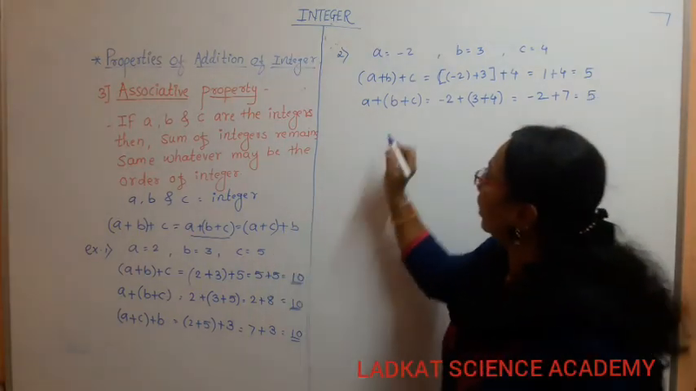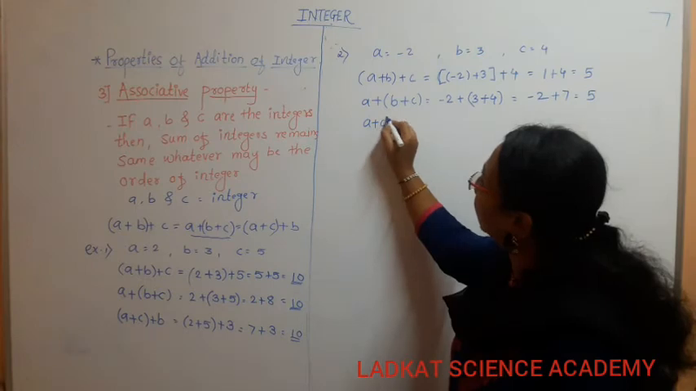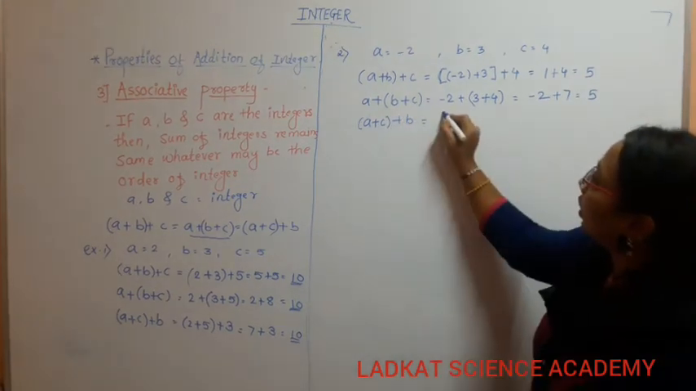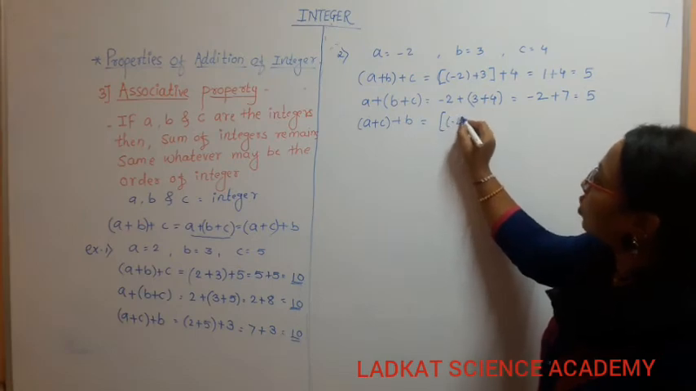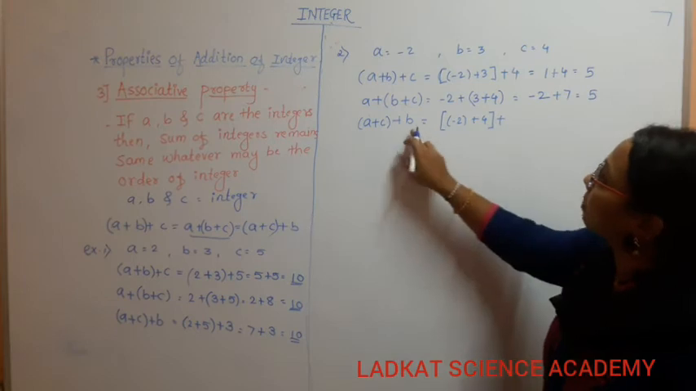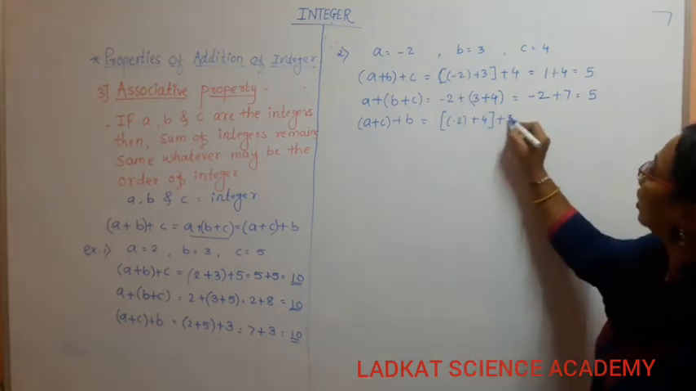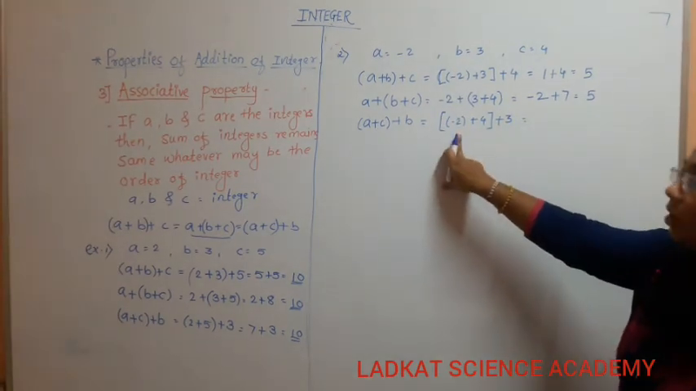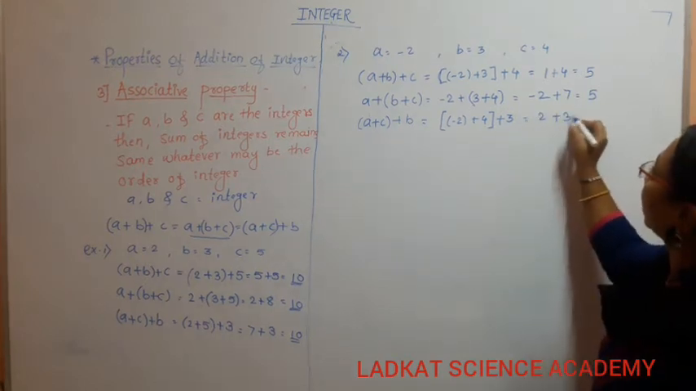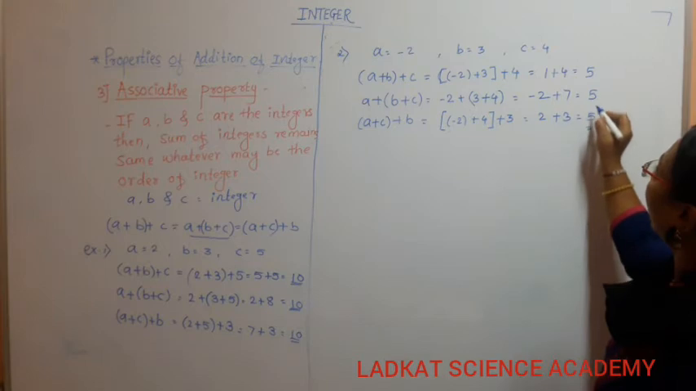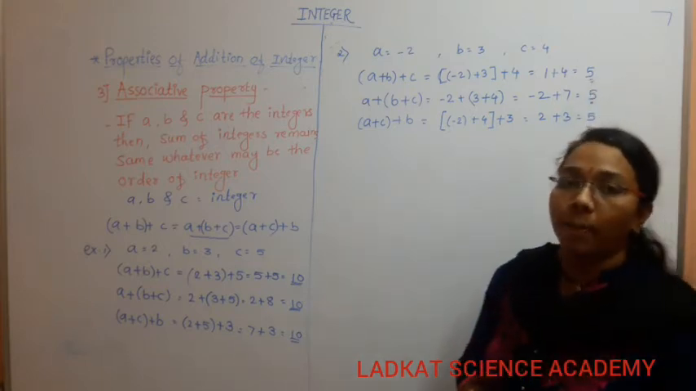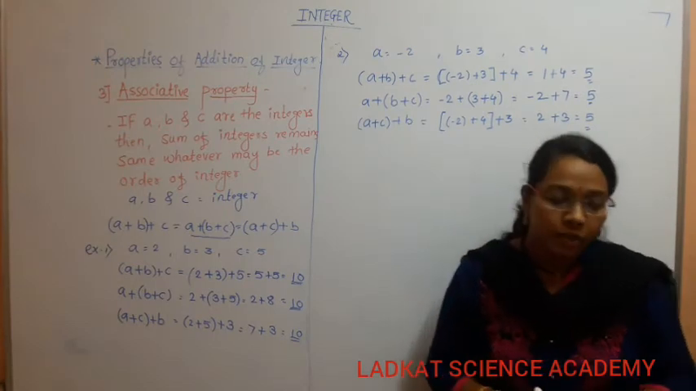And the last order is A plus C plus B. A is nothing but minus 2, C is nothing but 4, bracket complete, plus B means 3. Solve this bracket. 4 minus 2, we got 2, plus 3, we got 5. Here again we got the same answer. This means the associative property holds under addition.